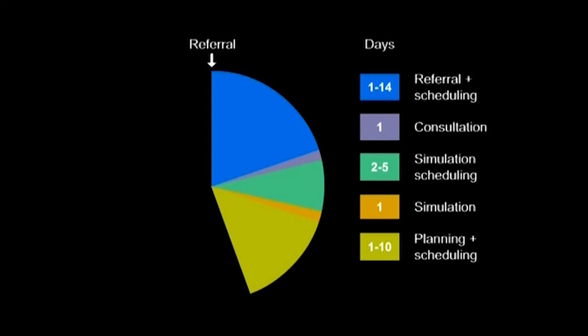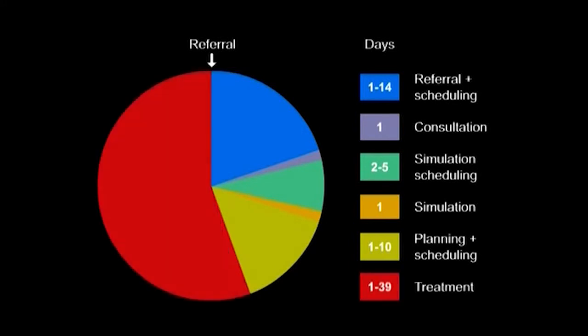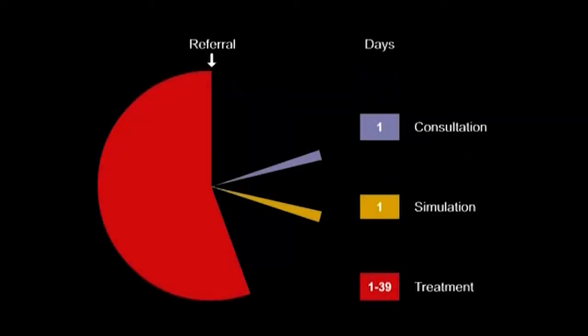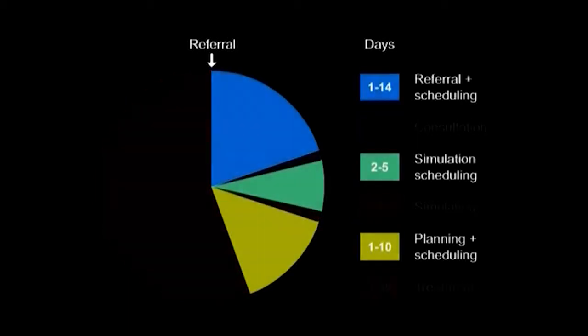Finally, radiation treatments are given daily for 1 to 39 days. The actual number of treatment days depends upon your particular healthcare needs and your recommended treatment plan. As a patient, you must be present for the consultation, simulation, and radiation treatment steps. You will not be present for the referral, scheduling, and planning steps.